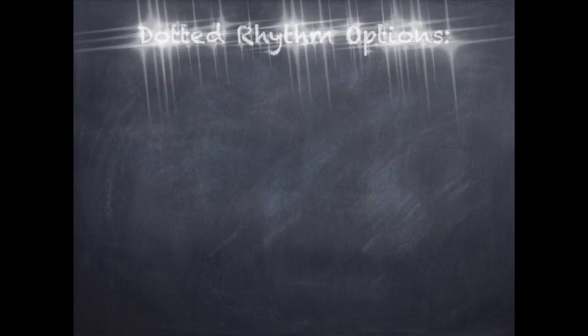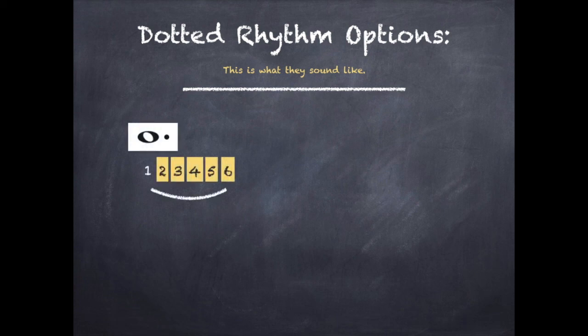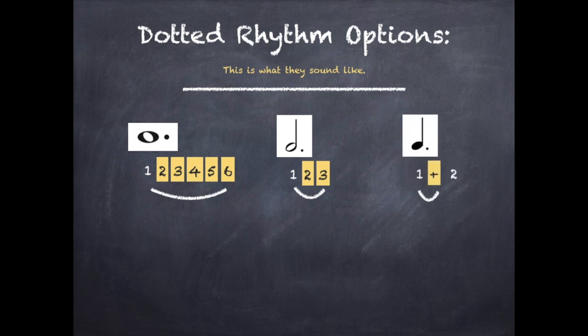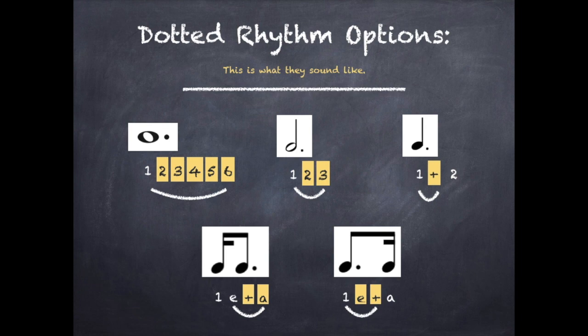So our dotted rhythmic options are, we have a dotted semibreve that goes for 6 beats. A dotted minim, which goes for 3 beats. A dotted crotchet, which goes for 1.5 beats. Our first dotted mixed rhythm, 1 E. And our second dotted mixed rhythm, 1 A.